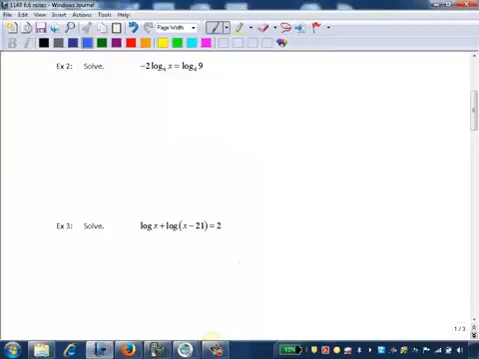In example 2, we're asked to solve the logarithmic equation -2 log base 4 of x equals log base 4 of 9. So in this equation, we have the x appearing as the argument of the logarithm. So we're going to solve this and isolate the variable. We're going to have to take it out of that logarithm.